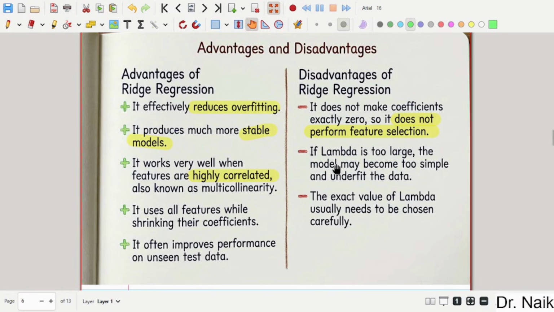If lambda is too large, then the model may become too simple and underfit the data. Another disadvantage of ridge regression is that the exact value of lambda usually needs to be chosen carefully.